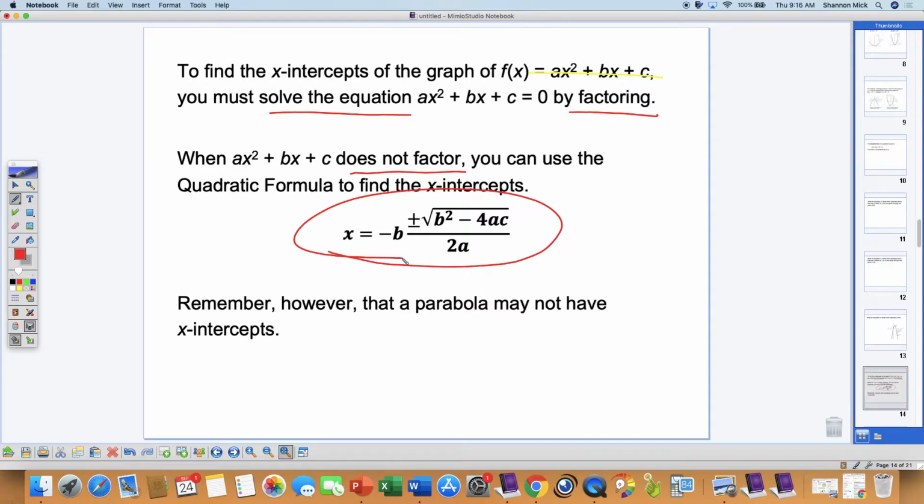Negative b plus or minus the square root of b squared minus 4ac all over 2a. Now, this b can be written like that, or it can be written like this. It means exactly the same thing, because it's multiplication. Yes, you need that written down.